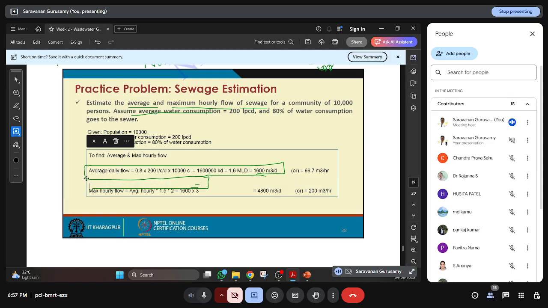Average daily. So if you want the average hourly flow, you have to multiply again 1600 into 1.5 into 2. So you'll get 16 into 2, 32 meter cube per day. Then if you multiply 3200 into 1.5, you will get 4800. That is your maximum hourly. So average daily to average hourly is 2. Average hourly to our maximum hourly is another 1.5, that is 3. You got it?